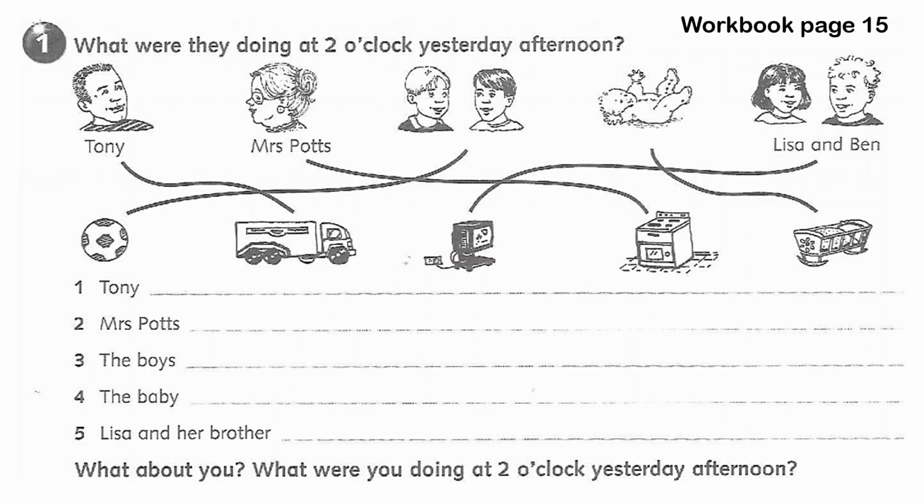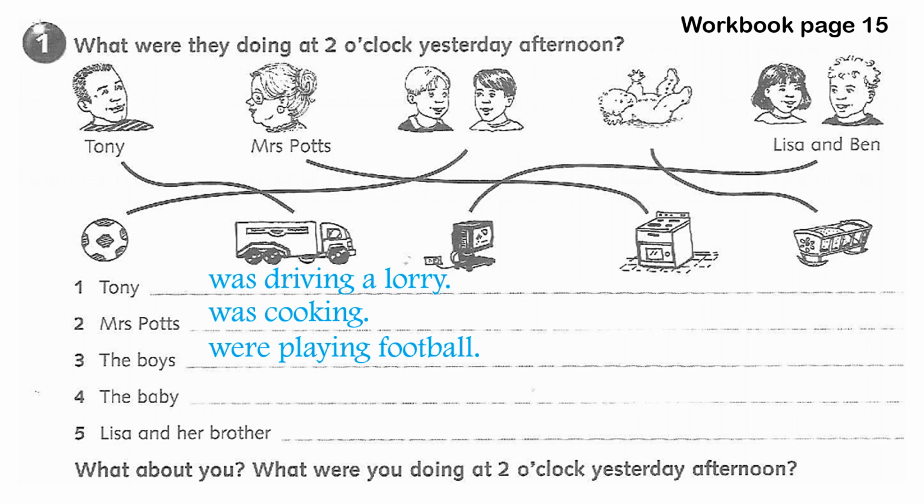Now, let's make sentences in their past continuous form by connecting the pictures. Number 1, Tony was driving a lorry. Number 2, Mrs. Potts was cooking. Number 3, the boys were playing football. Number 4, the baby was sleeping. Number 5, Lisa and her brother were watching TV.